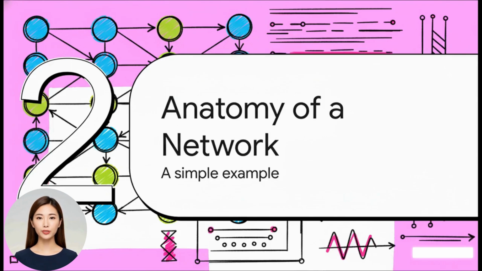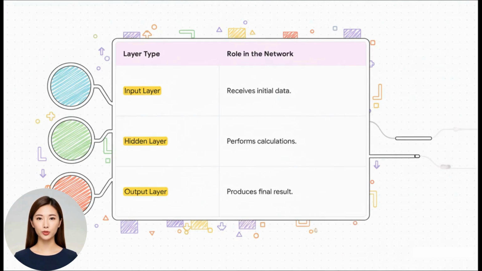So, we know these networks are made of layers. But how do they all connect? How do they fit together? Let's take a look at the anatomy of a really simple network to see how it all clicks. At its core, even a basic neural network has three main sections.